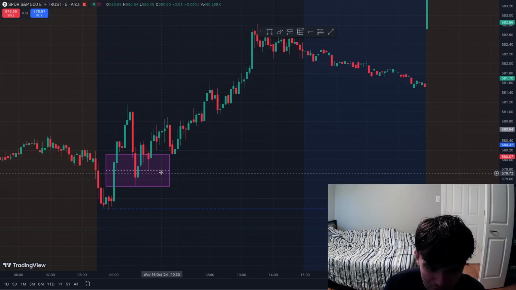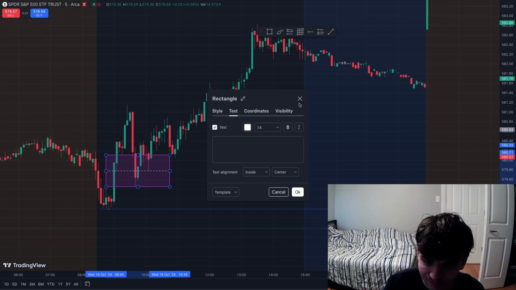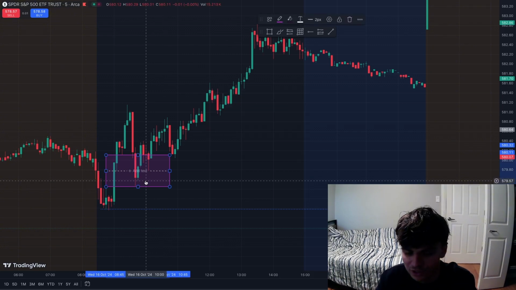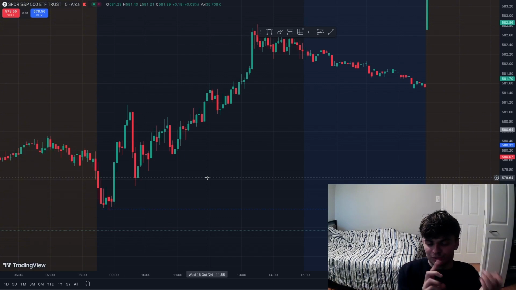So that's one way you could use a fair value gap. That's the way I use them. I think the best way to use them is fully as a retracement tool, waiting for price to come back into a certain point, and then making your entry off of it, like liquidity sweep plus an imbalance. That's literally the perfect way to trade.